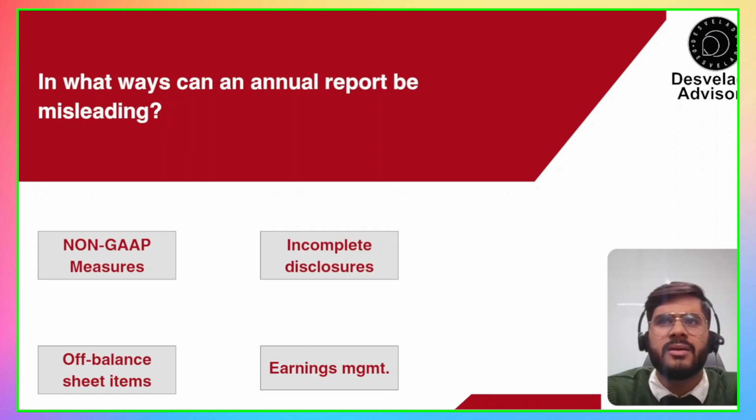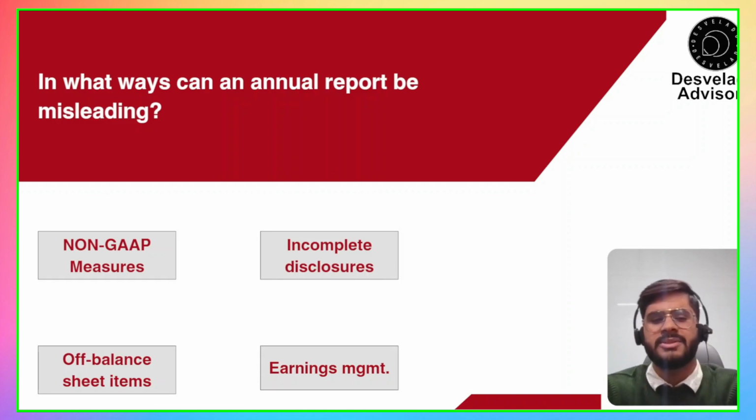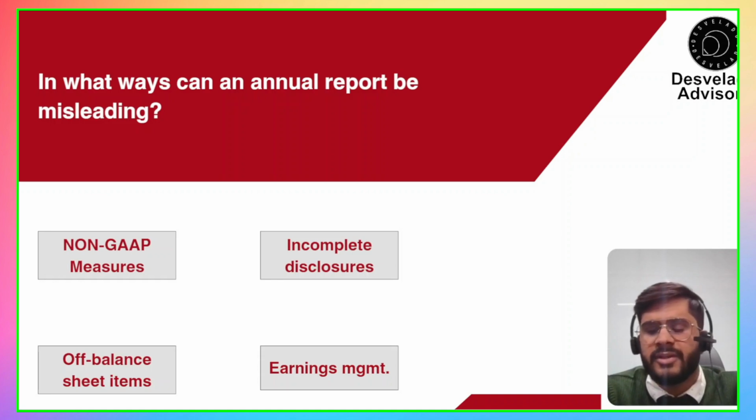And now there are also red flags that we have to look for. If there are non-GAAP measures and incomplete disclosures, it shows that the annual report can be misleading. And also if there are off balance sheet items and earnings management, it is not a good sign.